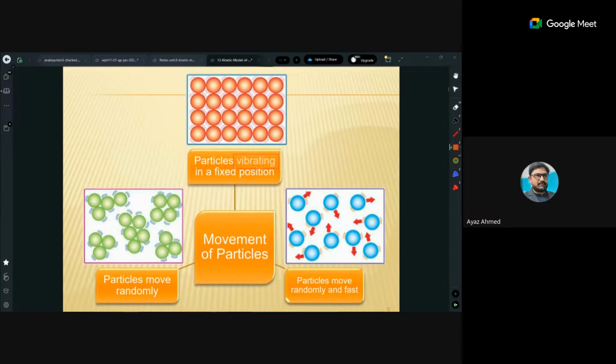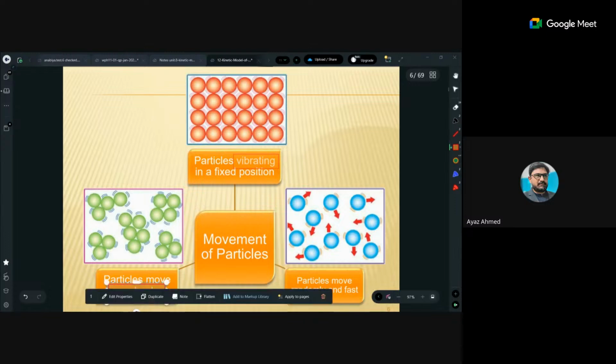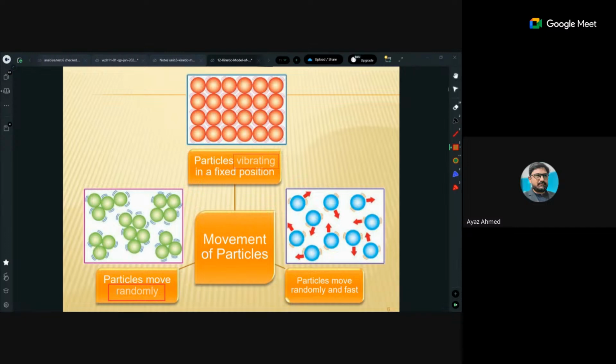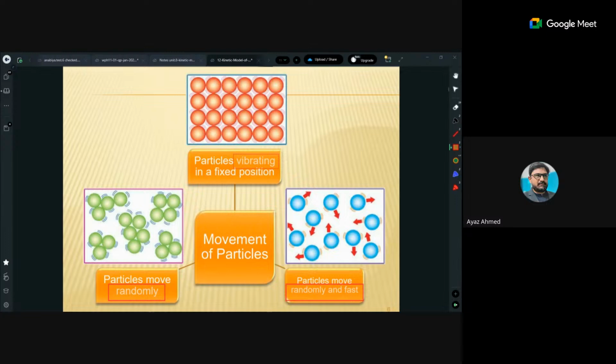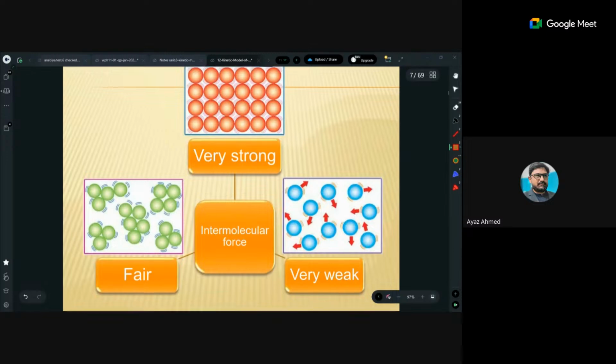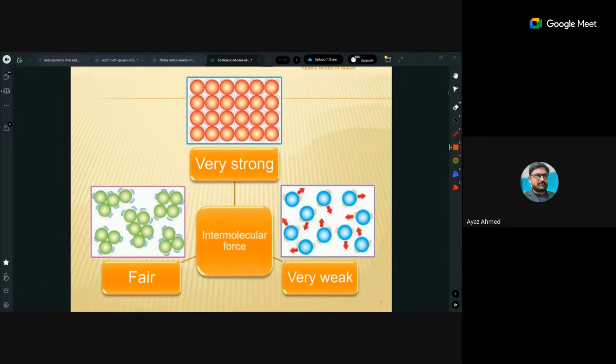Secondly, in liquids, the molecules move randomly. At low temperature this randomness is small, and at higher temperature they move more vigorously. The same goes for gas particles. They are randomly moving and fast moving as compared to liquids. Is it clear to all? Yes, sir.